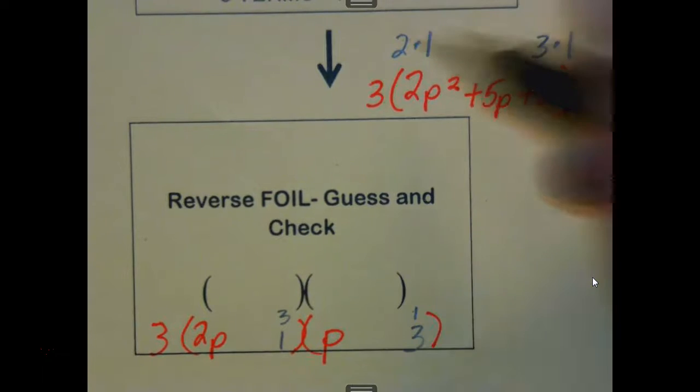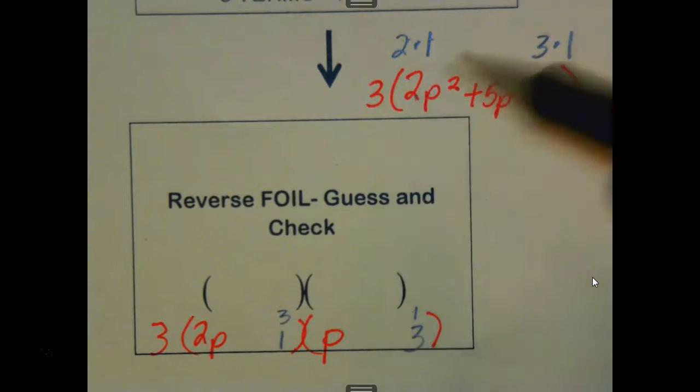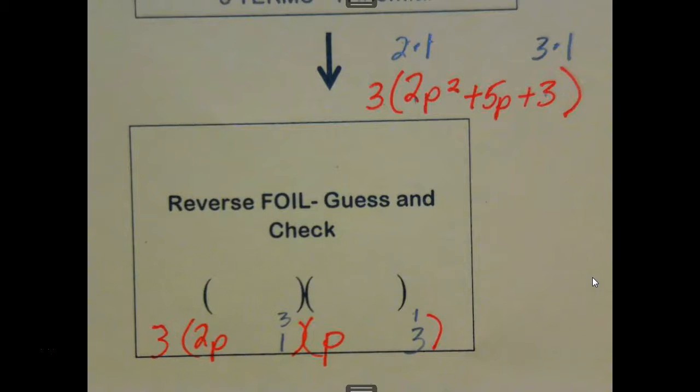Well, I need 2 factors for the product 2. And then 2 factors that multiply to get me 3. There's only 3 times 1 and 2 times 1.